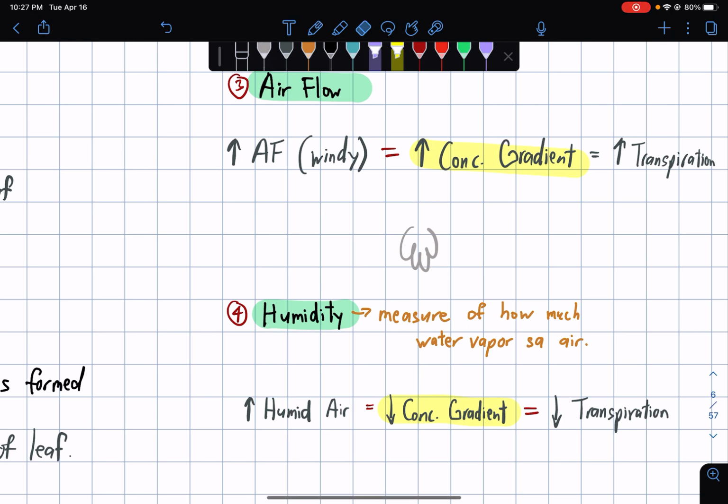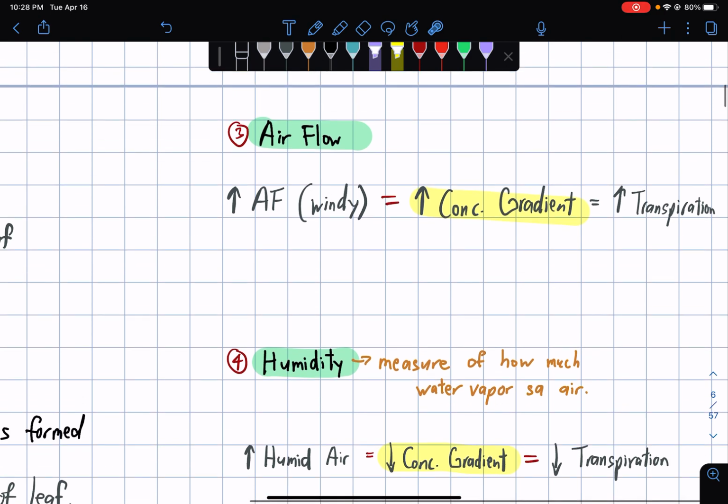So let's go to humidity. Humidity is the measure of how much water vapor there is in the air. The more humid it is, the lower the concentration gradient, and it's synonymous with a decreased rate of transpiration.